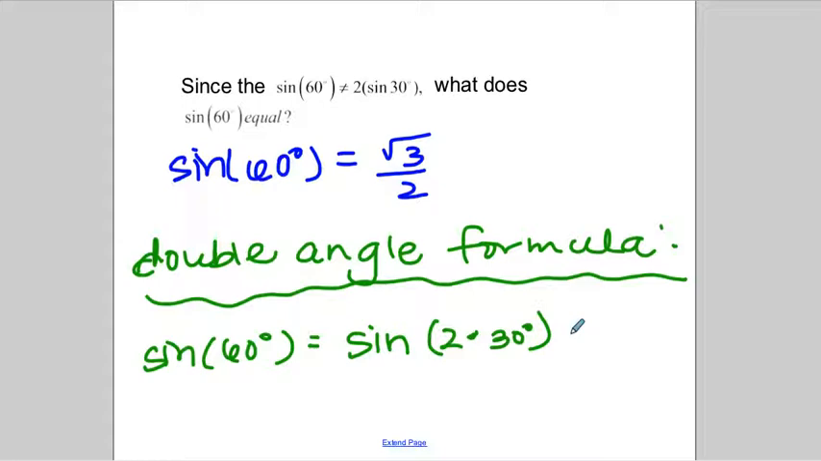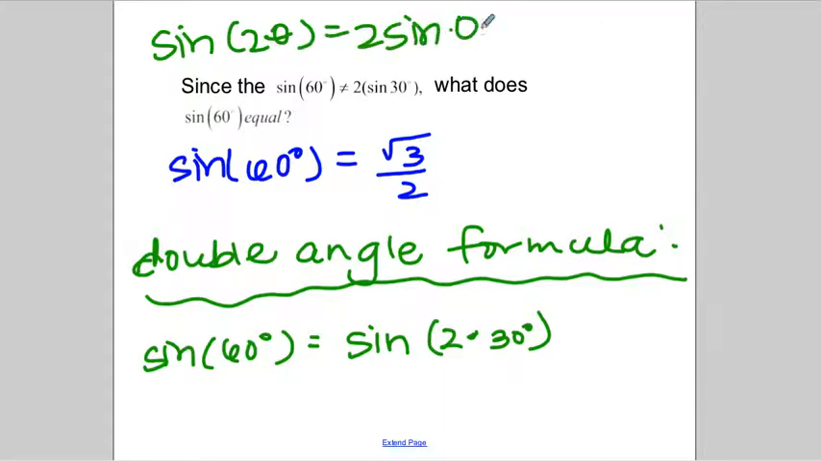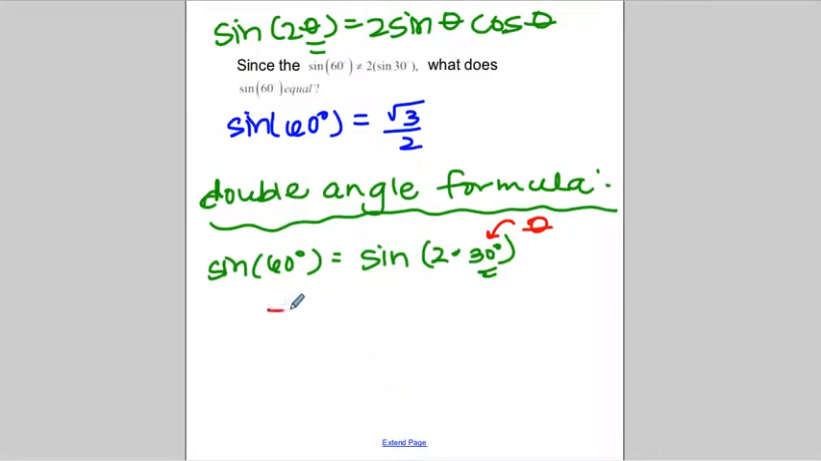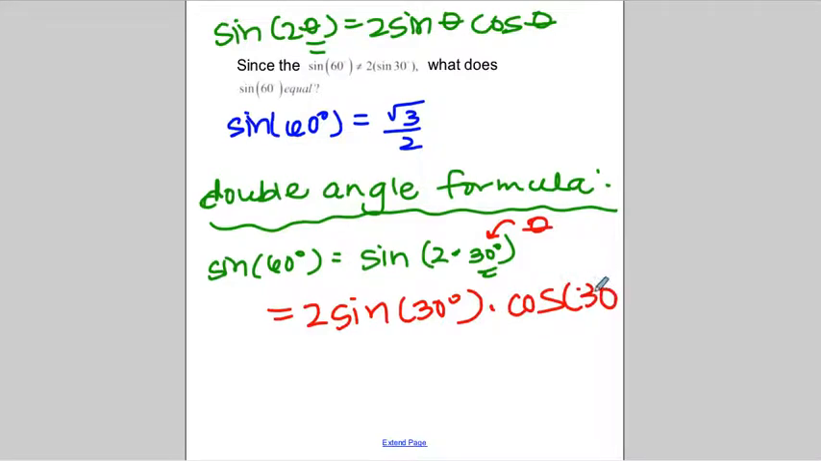Okay. So the equation was, getting it off of your sheet, sine of 2 theta equals 2 sine of theta cosine of theta. So if I'm proving it, who is my theta in this case? 30. Okay, so 30 is my theta. So wherever there's a theta, I'm going to write 30 degrees to solve this problem. So it will equal 2 sine of 30 degrees times cosine of 30 degrees.